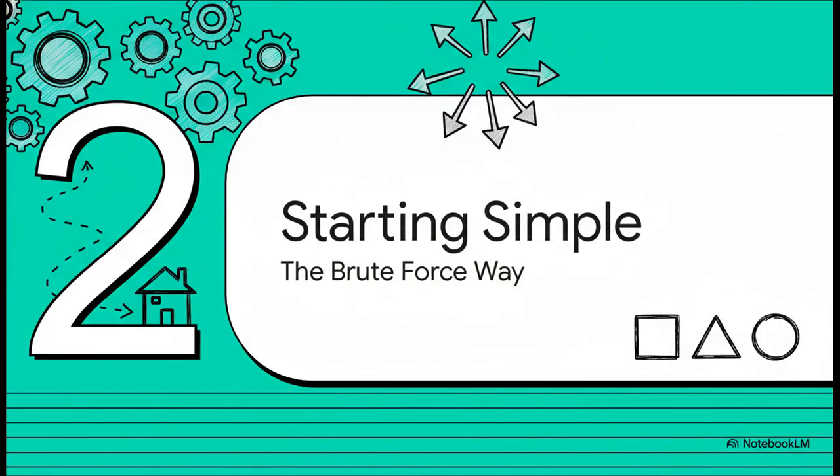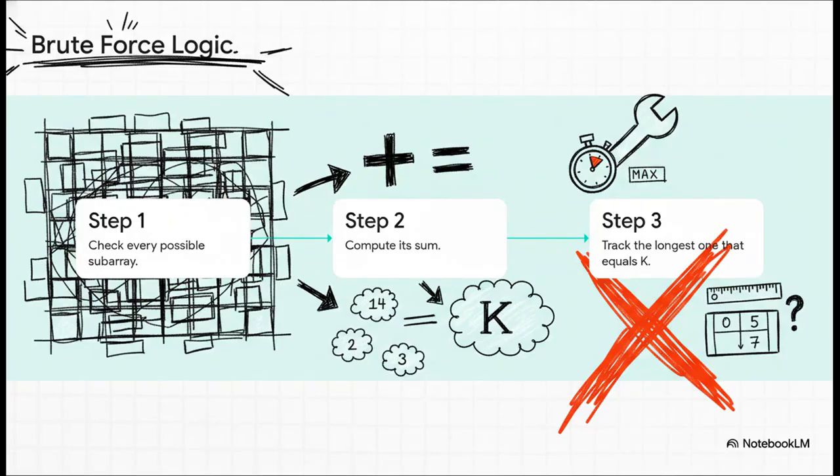All right, before we get to the really cool, elegant stuff, you always got to start simple, right? Let's talk about the brute force way. If you had no tricks up your sleeve, how would you tackle this with just pure, straightforward logic? The logic is pretty simple. You'd basically have to look at every single possible subarray. For each one, you add up all the numbers inside it. If the sum happens to equal k, you check its length. If it's the longest you've seen so far, you make a note of it.